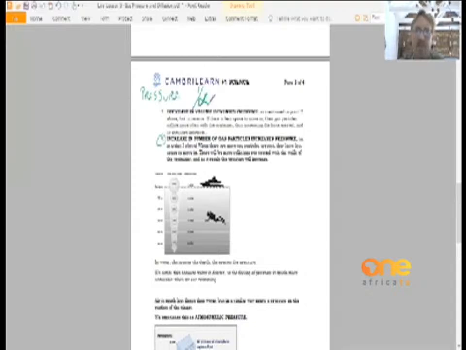is inversely proportional to volume. If you decrease the volume, you increase the pressure. And vice versa. If you increase the pressure on a gas, you're squashing it into a smaller space, you decrease the volume.